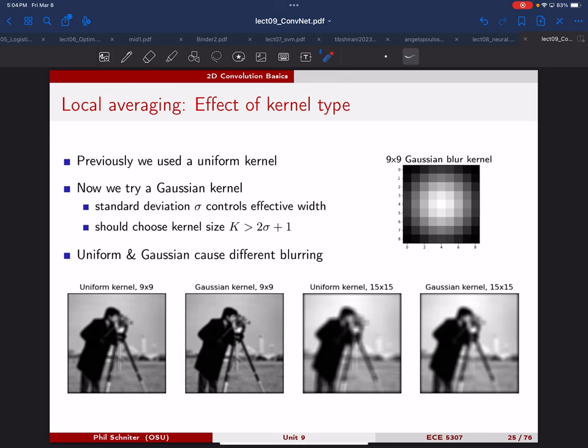This is the Gaussian 9x9 versus the uniform 9x9. Basically, it's weighted more towards the center, whereas the uniform one is really just averaging all the pixels, not putting a stronger weight on the center pixel. So anyway, this is a building block you could use.